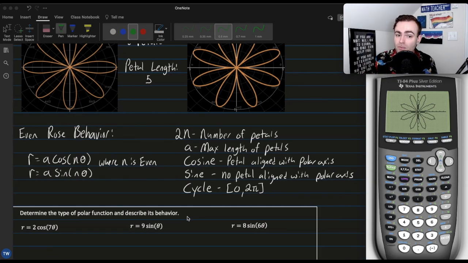Cosine still starts on the polar axis. Sine still starts at the pole. But the cycle is 0 to 2 pi for one whole cycle. Very, very interesting. And I think that's really cool. Again, they're very pretty, and you can play with them to see all of the symmetries that they have. Just very, very cool functions.